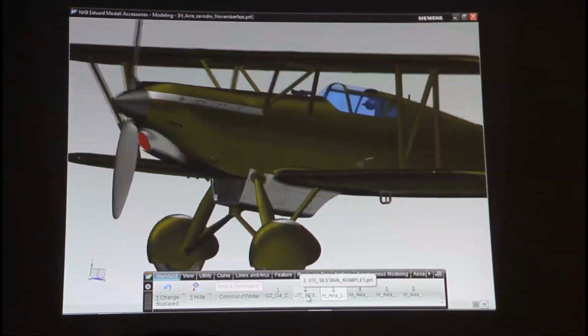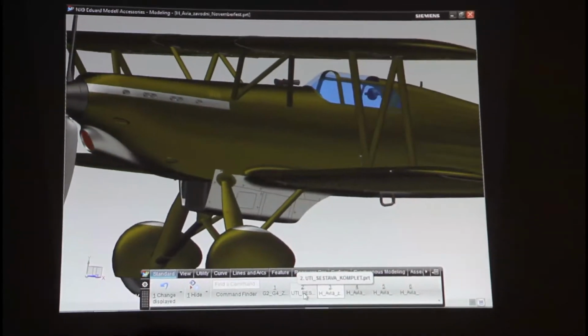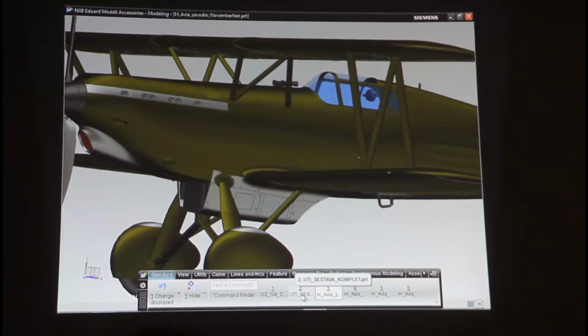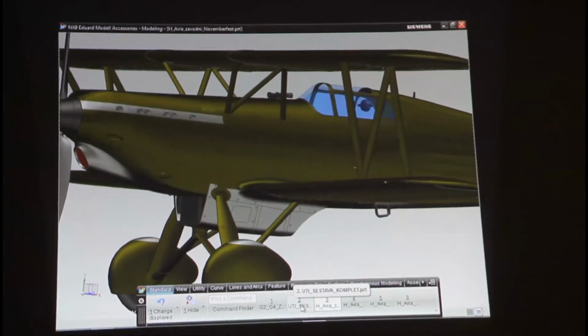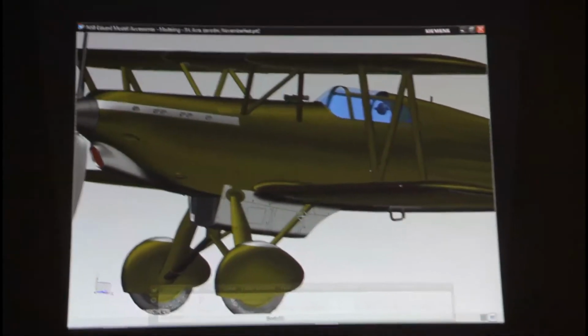What is new in this kit is there are no bulges, no guns on the fuselage, and two venturi tubes were added.